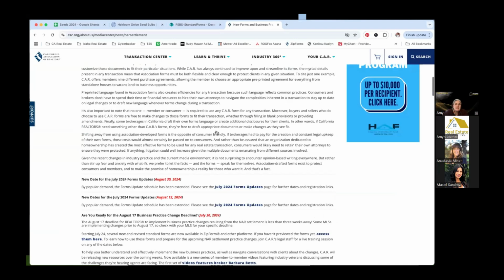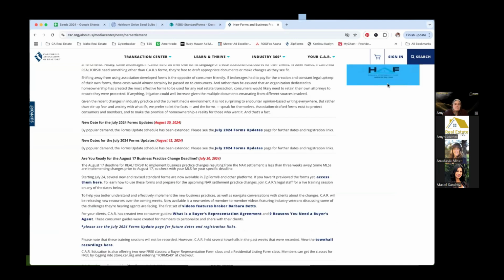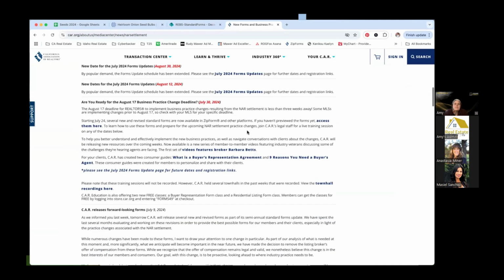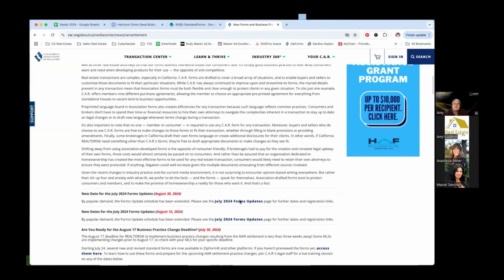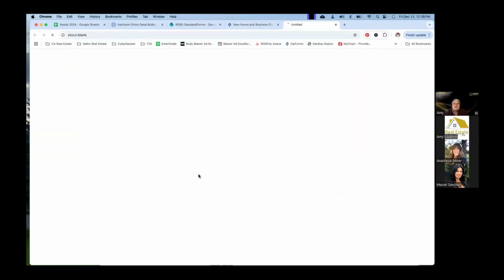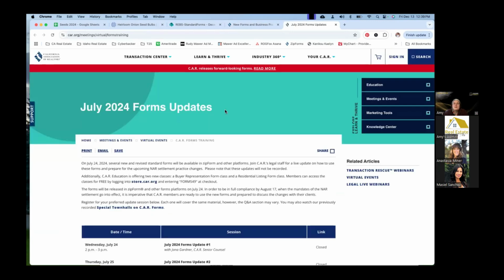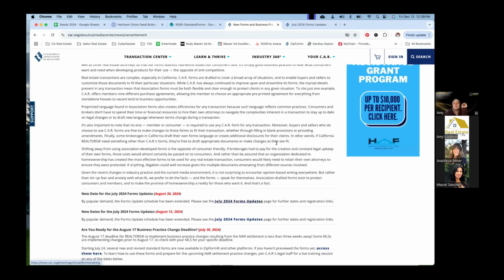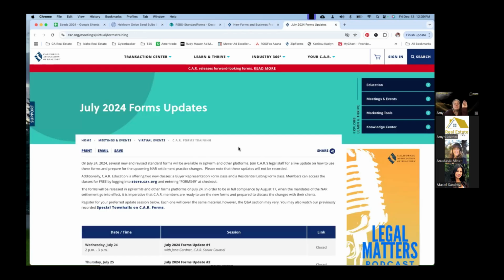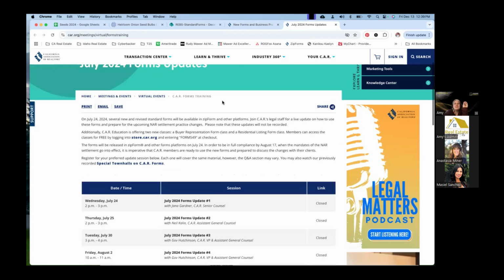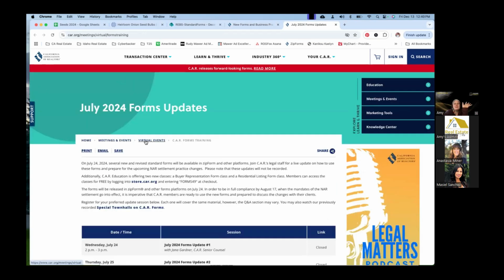Okay, here's our forms update. So if you clicked on the red line and then scroll to the bottom, clicked on the July 2024 forms update link, it takes you to here. I was like, it should be really easy, but it's taking me to a meeting instead of the actual form. So don't go there.